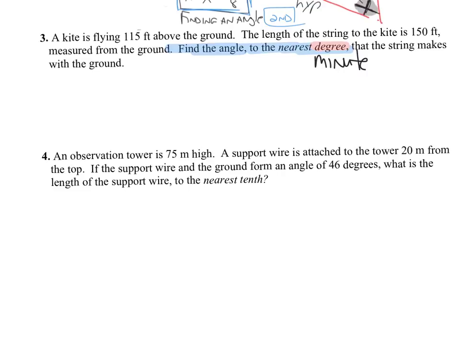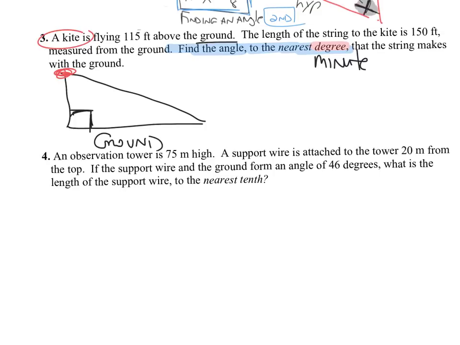Problem 3. A kite is flying 115 feet above the ground. I'm going to start off my right triangle. And I have my kite. So here the kite is going to be at this high point. I have the ground. So I have the ground and the kite. And the kite is 115 feet above the ground. So I'm going to label this height as 115.